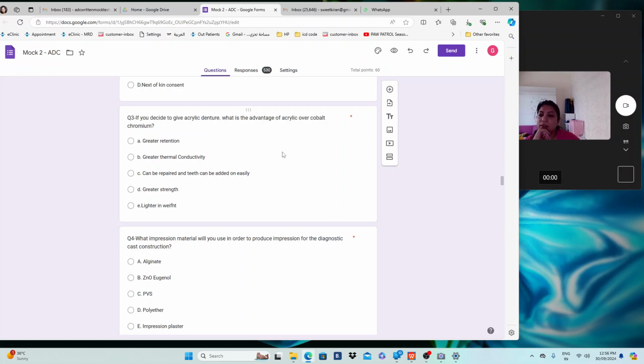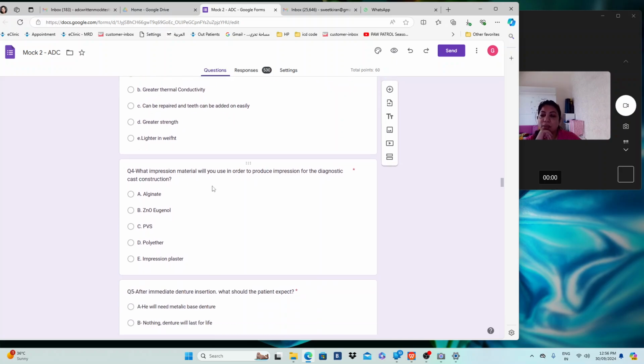Now, yeah. So this question basically I've answered, that the advantage of acrylic is it can be repaired and teeth can be added on easily. What impression material would you use in order to produce an impression for the diagnostic cast construction? So what is a diagnostic cast? It is the first cast that you make of the patient. So like I mentioned, it's the world of scans and nobody takes impressions anymore. But yeah, for diagnostic, it's always alginate. It's very easy to do. It's easy to remove. Zinc oxide eugenol, no, it's not a good material for diagnostic. It's a good material for the final impression in a complete edentulous patient.